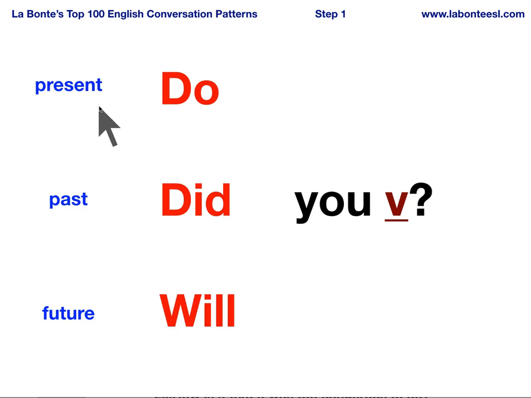approach to my student. I'm going to be teaching them how to make a present, a past, and a future question with a verb. Once again, I don't mention to them present, past, and future. This is sort of confusing, especially for young children, to try to distinguish.